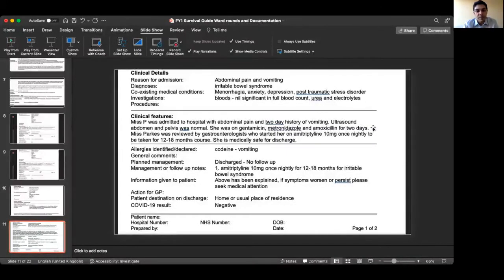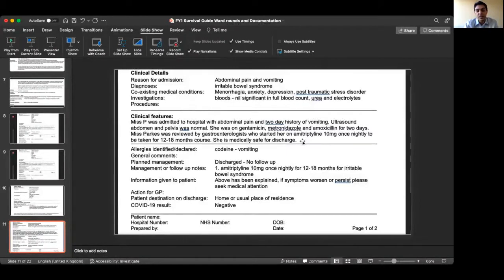And the patient was reviewed by the gastroenterologist who started her on amitriptyline, 10 milligrams. So it states the dose of the medication and the frequency of it and how long she should take this medication for. So 12 to 18 months. So that's important for both the patient and the GP to be aware of for how long to take this medication. And it goes on to say at the end, she was medically safe for discharge.